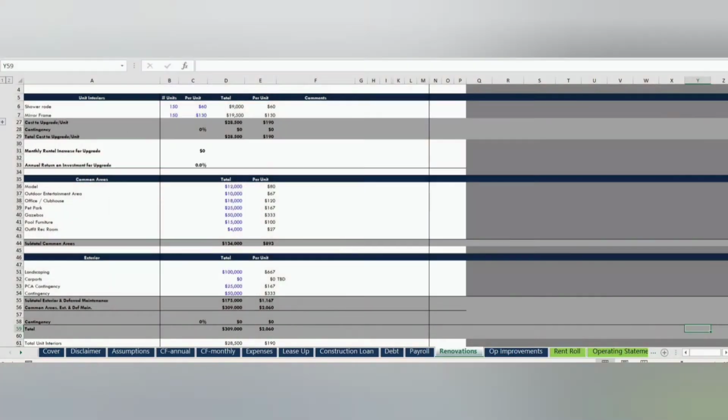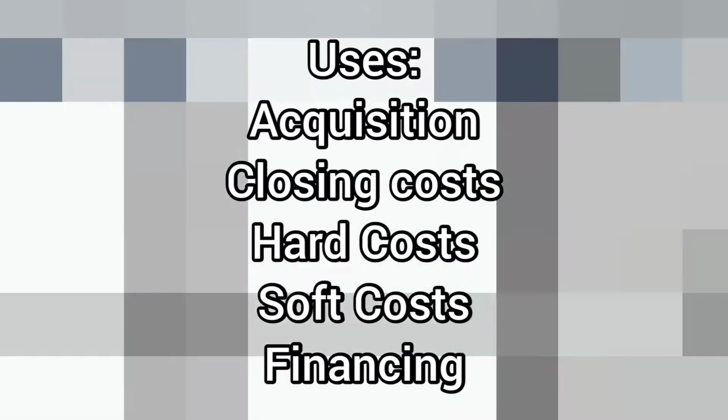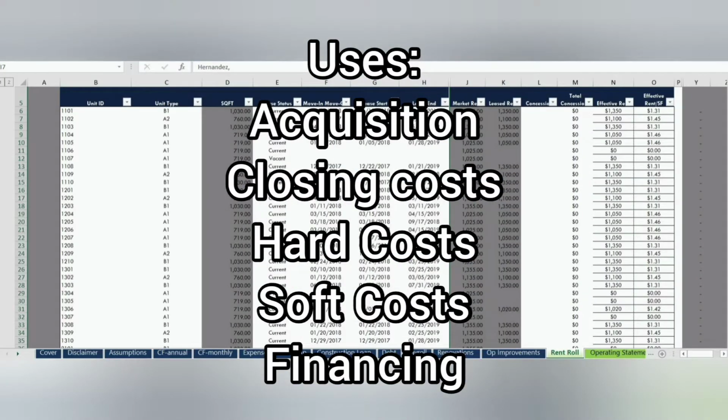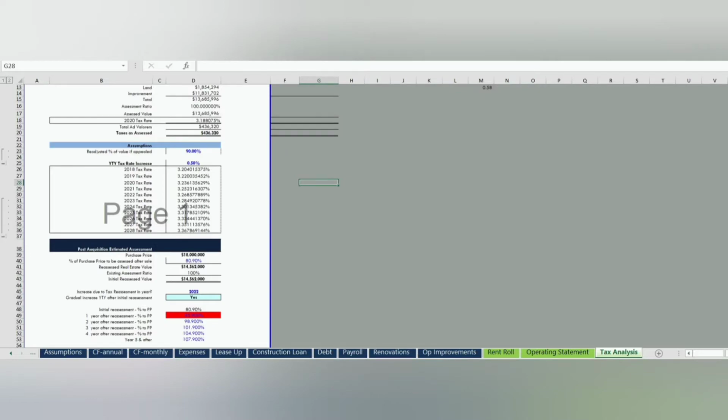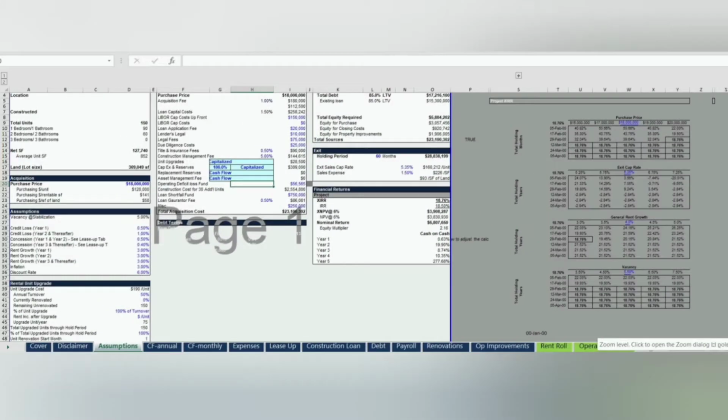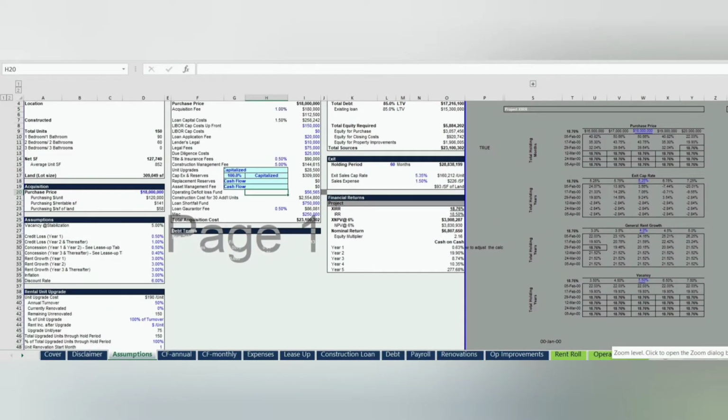You don't want the project to be overloaded with a loan. The uses will tell you what the project is going to spend money on: the purchase, acquisition, closing cost, hard cost, soft cost, and financing cost. The sources and uses must equal each other.